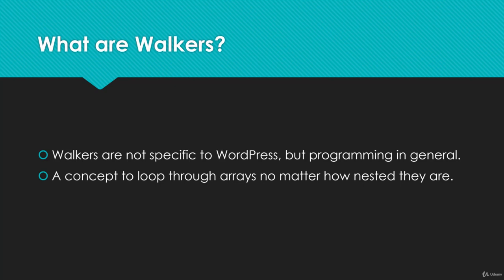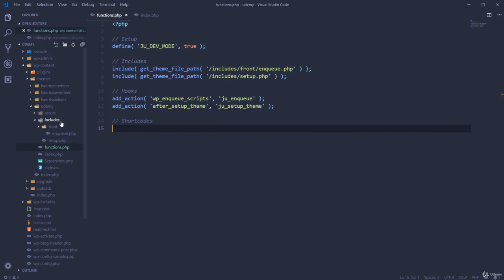Basically, they are a class or function that takes care of looping through an array. What's so special about walkers is that they will loop through nested arrays as well. It doesn't matter how deep an array is. A walker will loop through every value. It's simple as that. Now that we understand how walkers work, let's create one ourselves.